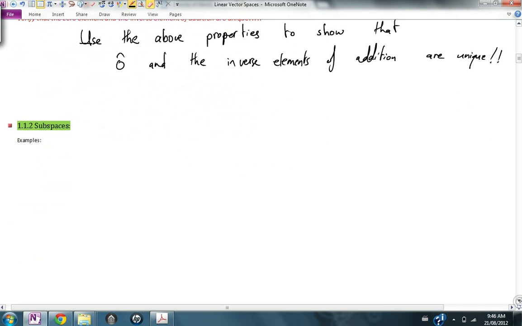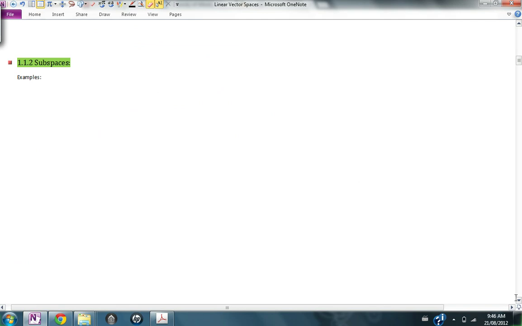Subspaces. The next thing that we're going to discuss is subspaces. A subspace, as it implies, is a small space that lives in a bigger space. So for example, let's look at R2. This is R2. Inside R2, I have the space R.